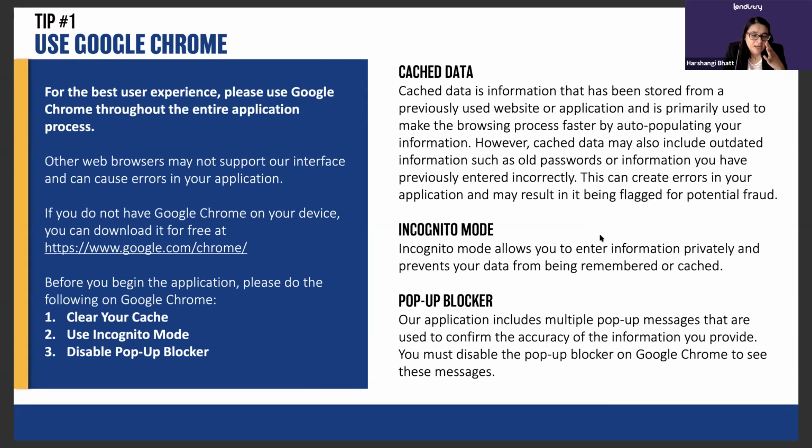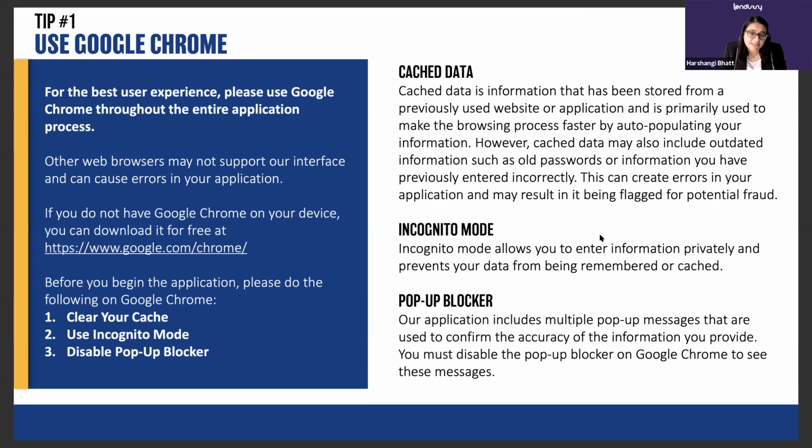So the first thing that's really important about this application is that you want to use Google Chrome. Google Chrome is really designed to be used with the software. It's going to allow you to have the most smooth process as far as uploading documents, filling out your application, all of that good stuff. So there's a link here to actually download Google Chrome if you don't have it already. It's free to download. And there are three important things that you need to consider. First, you want to clear your cache. Number two, you want to use incognito mode. And number three, you want to disable pop-up blockers.